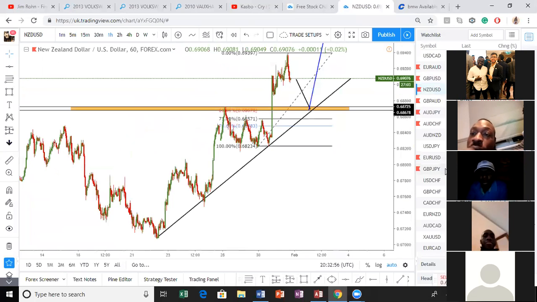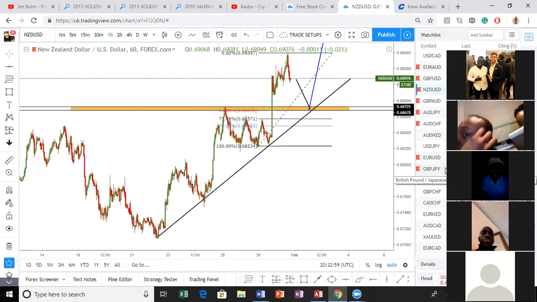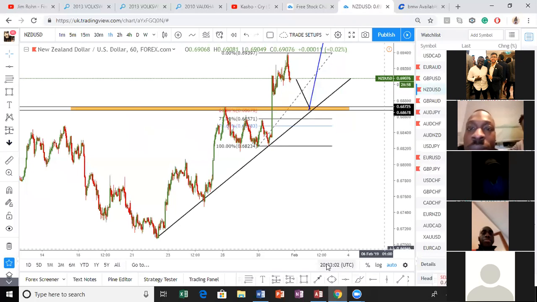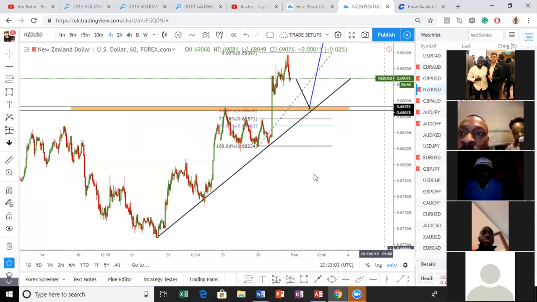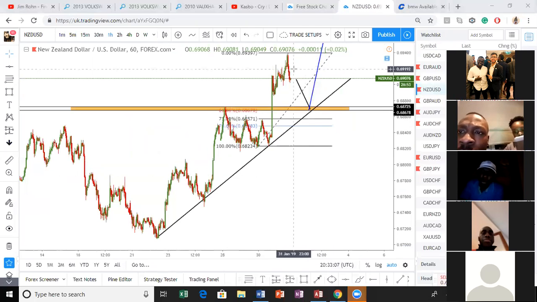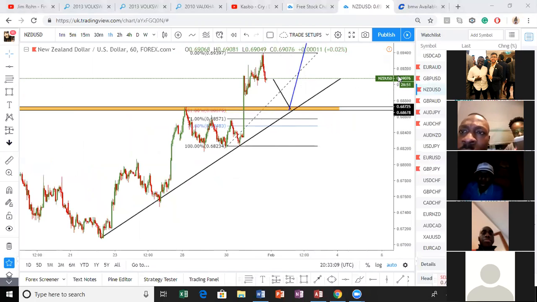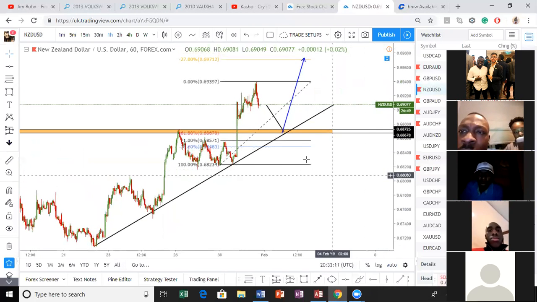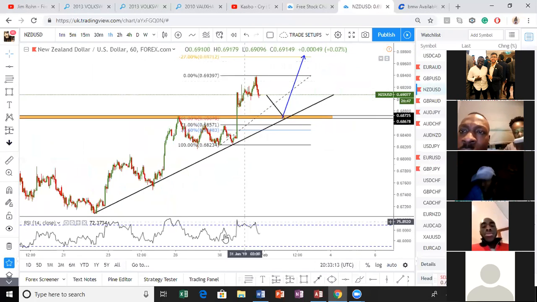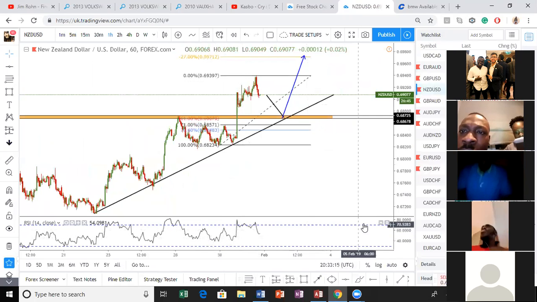Okay, so I'll just move on to this NZD USD. This is the next move that I'm really looking forward to. I just sent this trade out to you guys. There's something called divergence. I'll just pull up this RSI. I like using this RSI, to be honest.